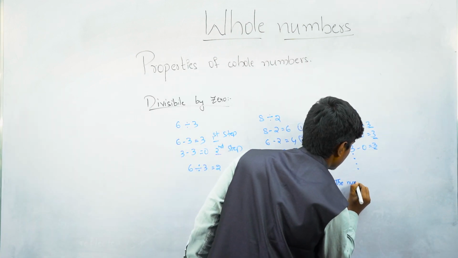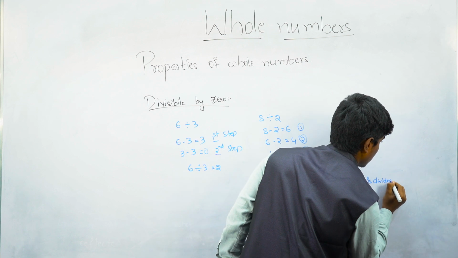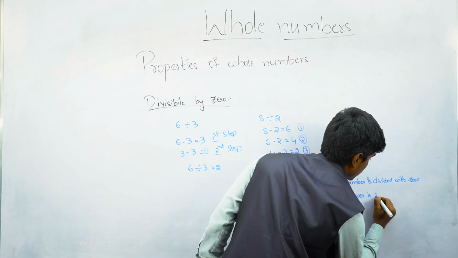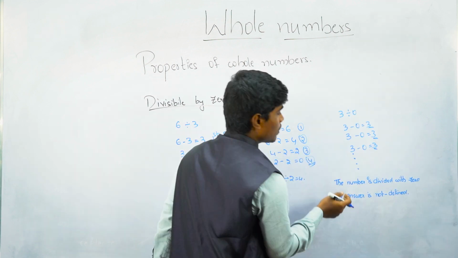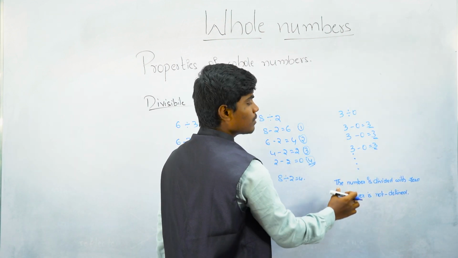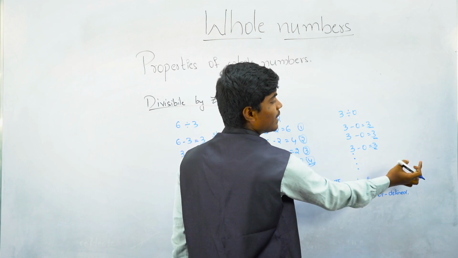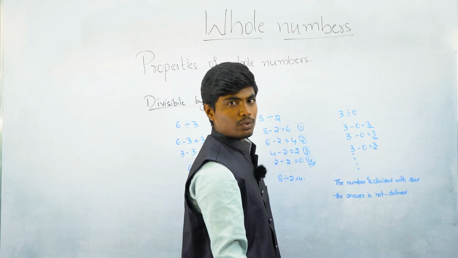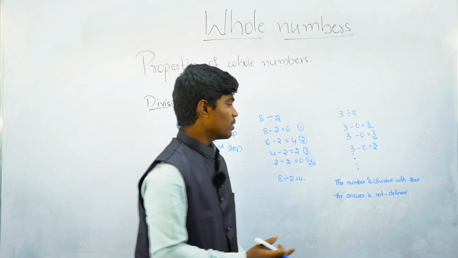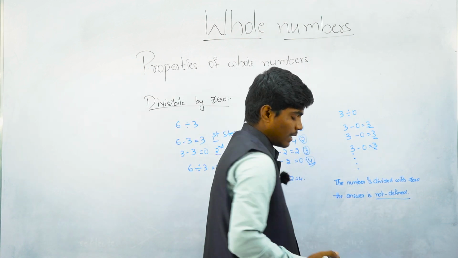If a number is divided by 0, the answer is not defined because there is no end to this pattern, and if there is no end we can't get the answer. How many times are we going to follow this process? We have no count, so the answer is not defined.